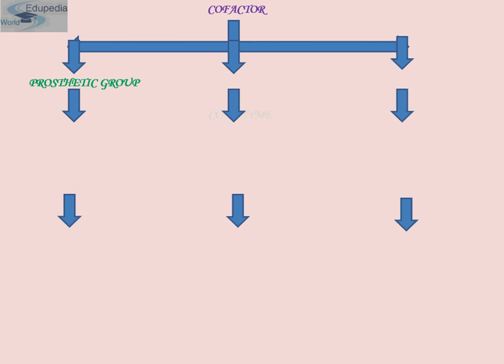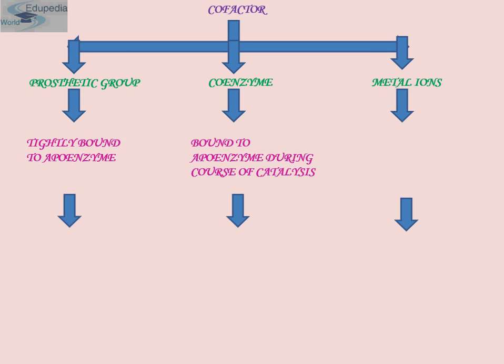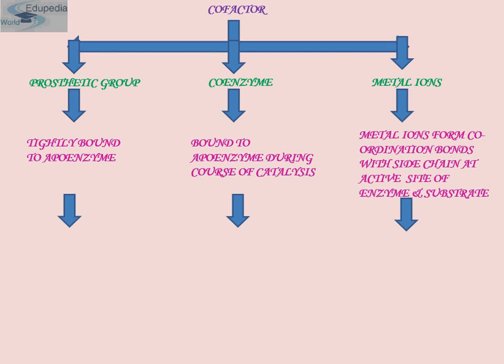Cofactors have three types: prosthetic group, coenzyme and metal ion, that we have already discussed. Prosthetic groups are tightly bound to the apoenzyme. Coenzymes are bound to the apoenzyme during the course of catalysis. Metal ions form coordination bonds with side chains at the active site of the enzyme and the substrate. An example of a prosthetic group is heme. An example of a coenzyme is NAD and NADP. And an example of a metal ion is zinc.